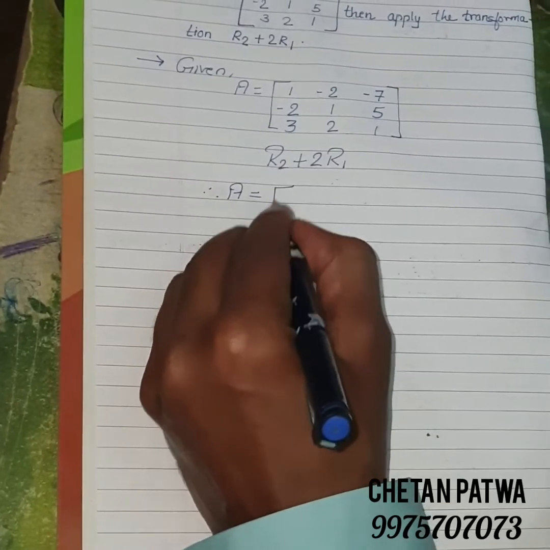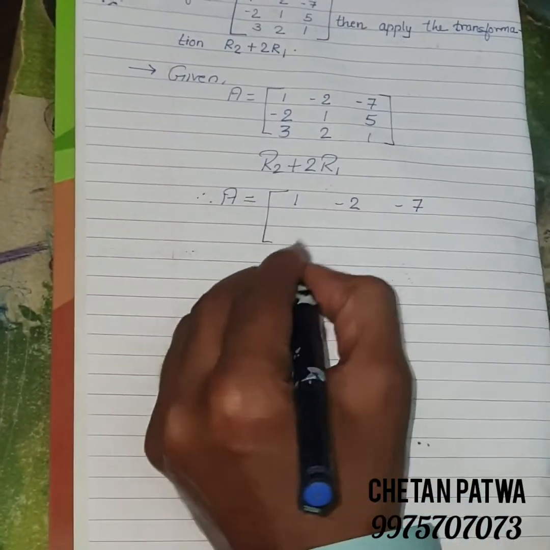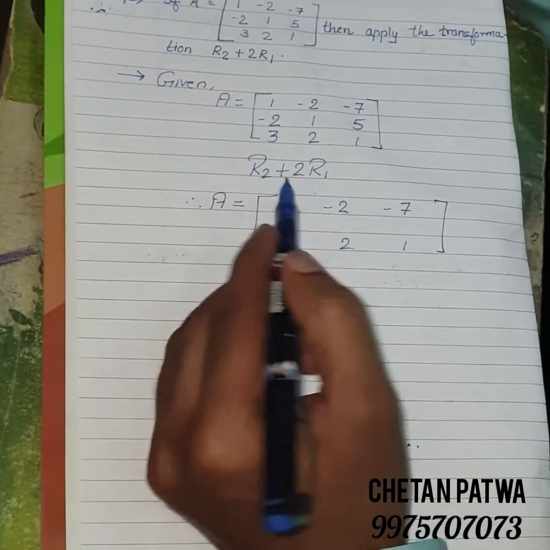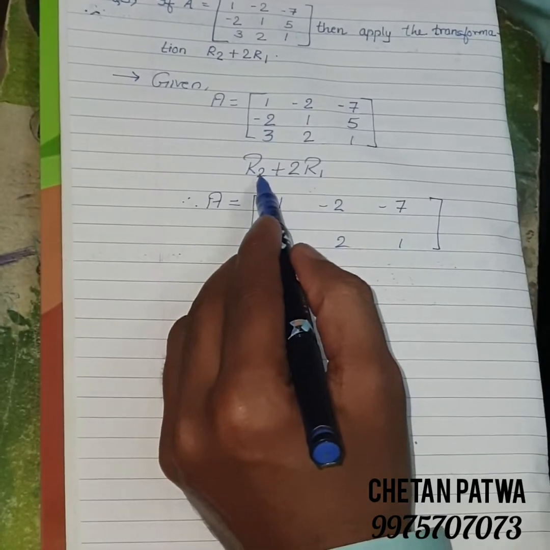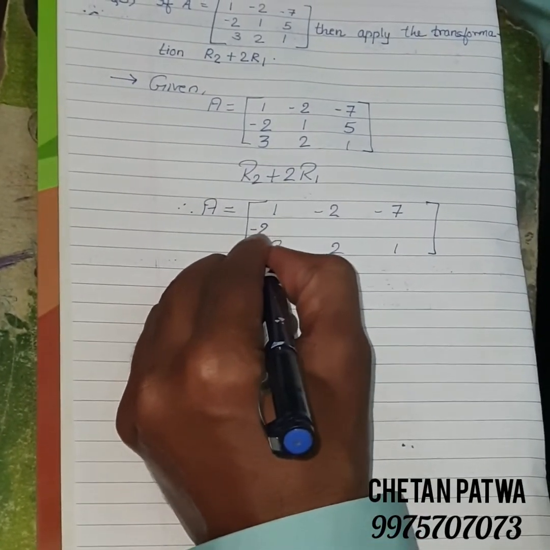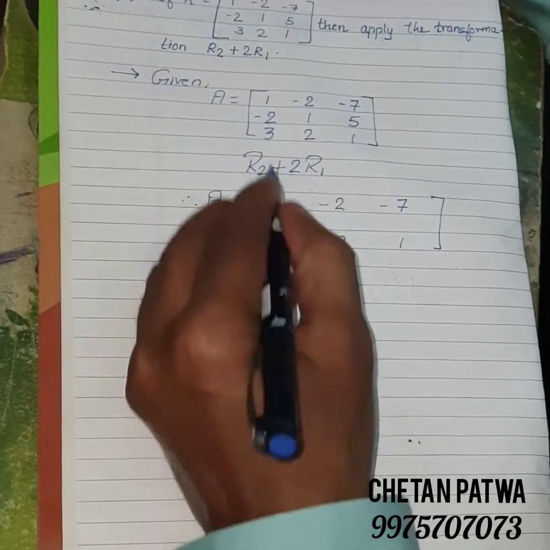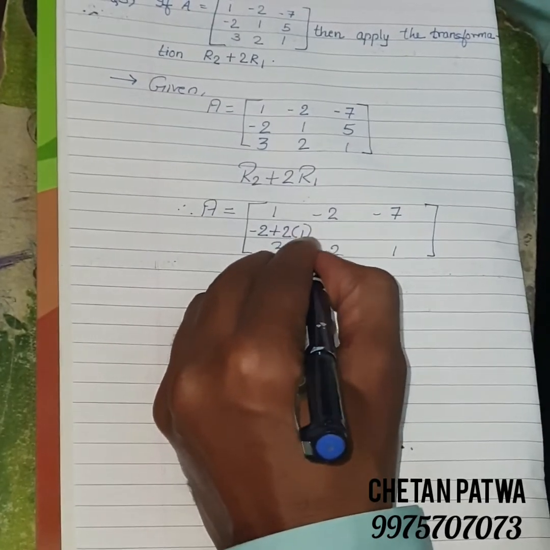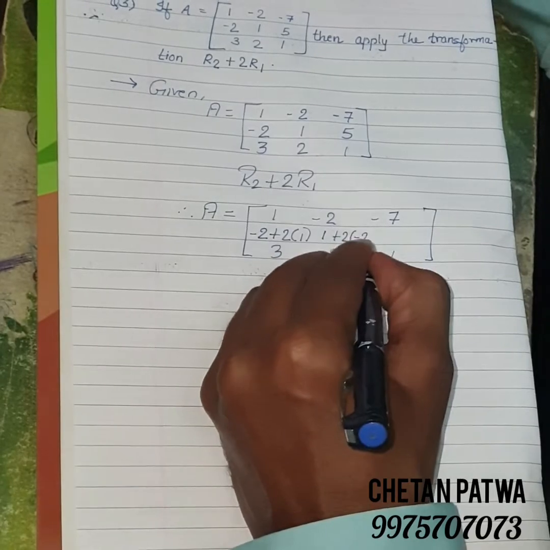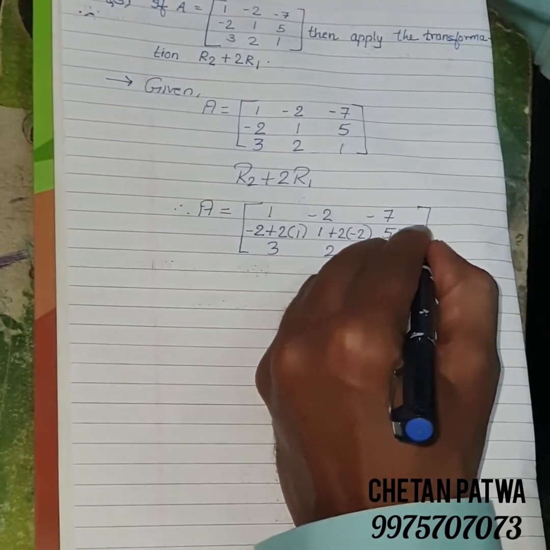Therefore A is equal to, now what I am doing, I am first writing the first row and third row as it is. Now we will make a change in the second row. What is the step? R2 plus 2R1. So R2, what are the elements in R2? Minus 2, 1 and 5, plus 2R1. The first element from R1 is 1, so 1 plus 2 into minus 2. 5 plus 2 into minus 7.